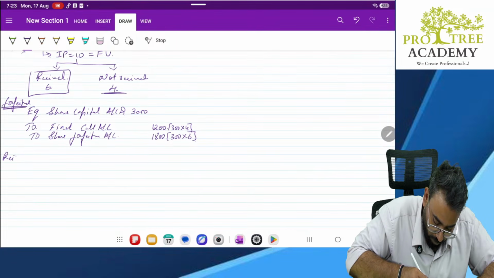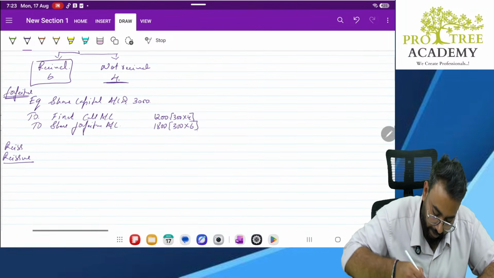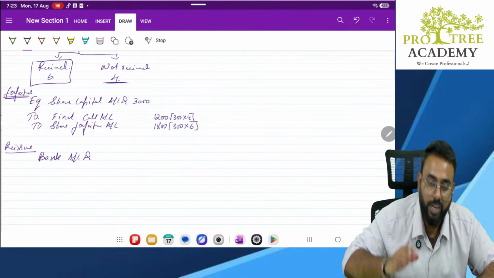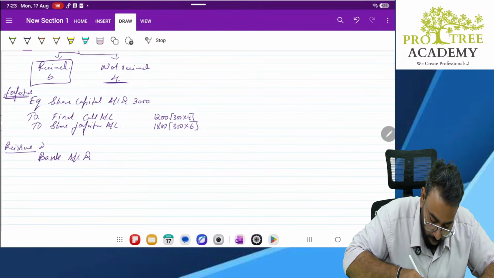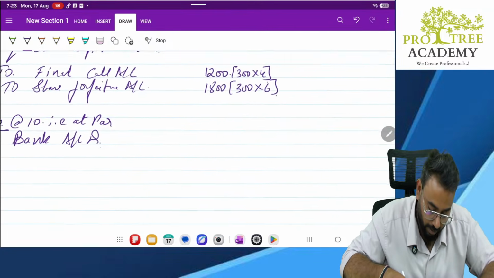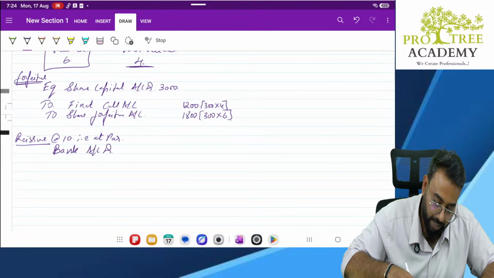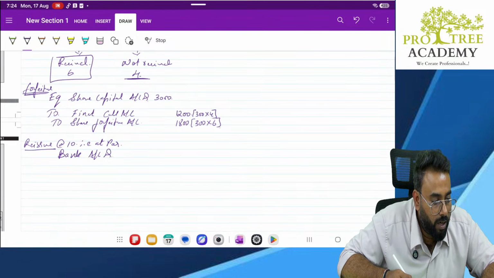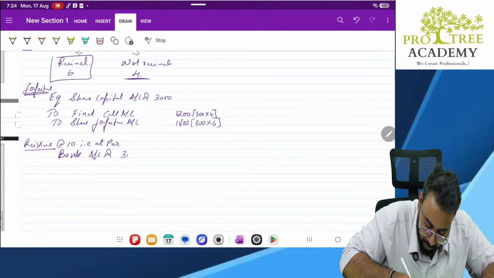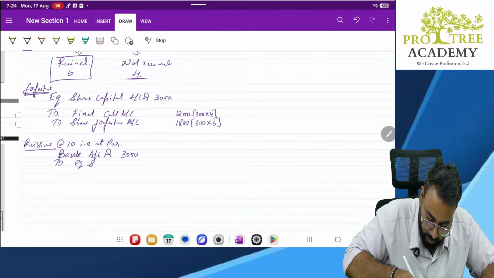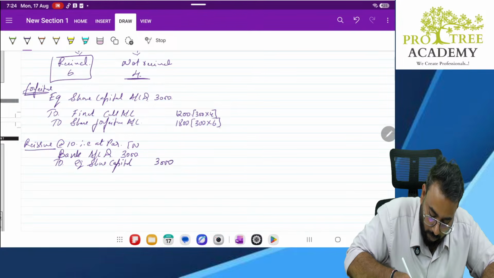Next, reissue. What is the entry? First, you will receive the money in the bank account. So, bank account debit. How much you are going to reissue it at? 10 rupees only. Reissued at par. Clear? So, bank account debit, 300 into 10, that will be 3,000, to equity share capital 3,000.